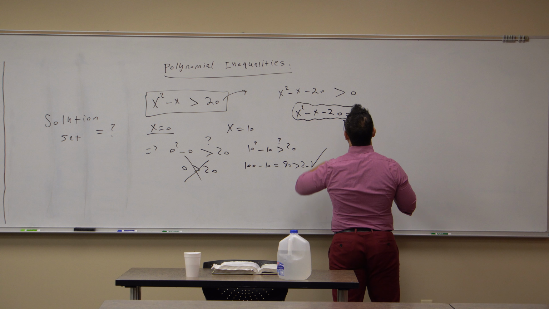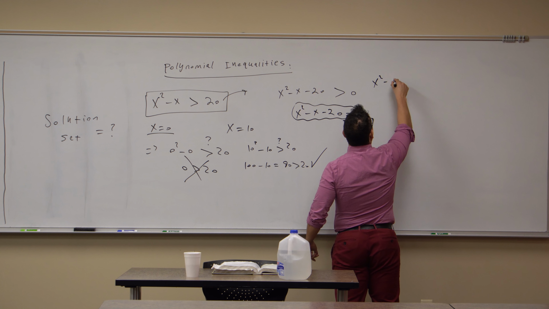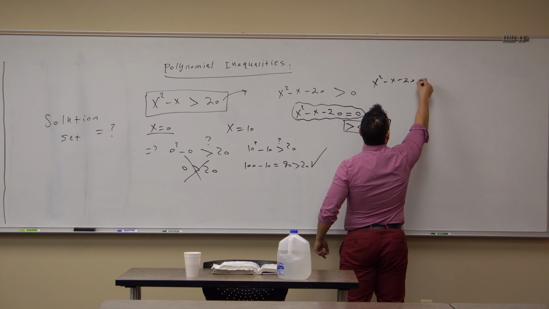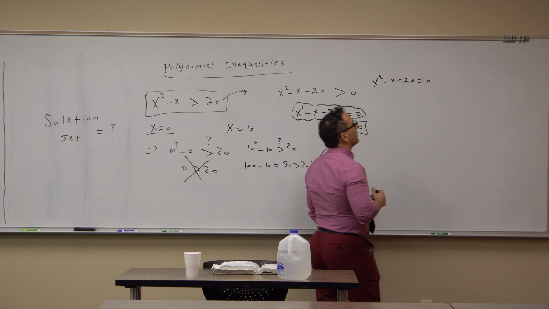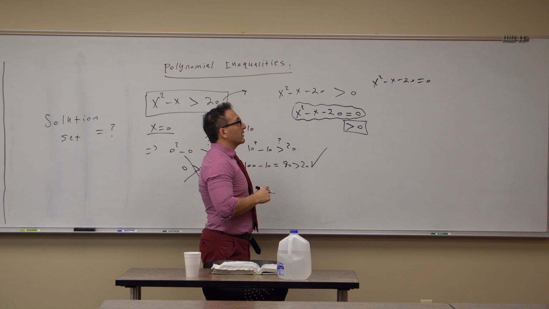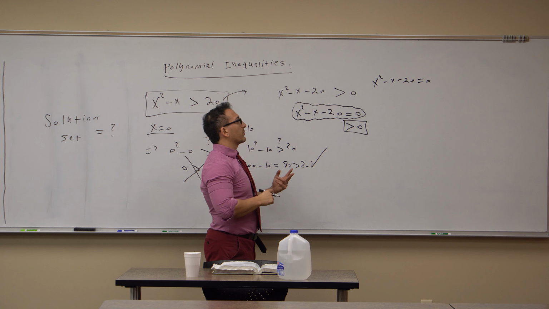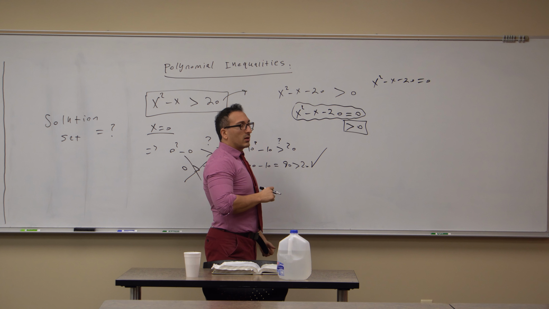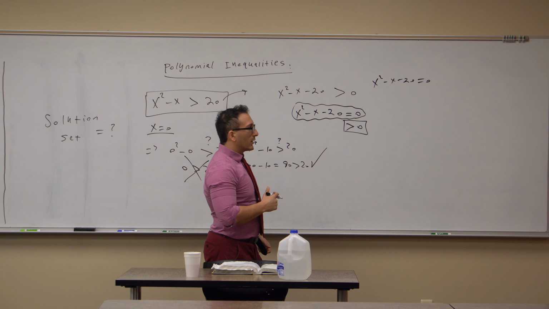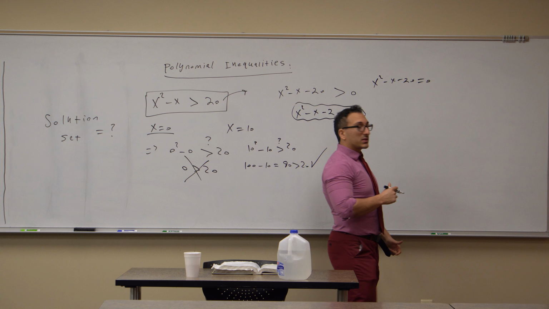So x squared minus x minus 20. Okay, let's set it equal to 0. How would we factor this? Well, one way to do it is to factor it directly and say, I need two numbers that multiply to give me 20, but add to give me negative 1. Well, I really can't think of two numbers that do that, so I'm going to complete the square.